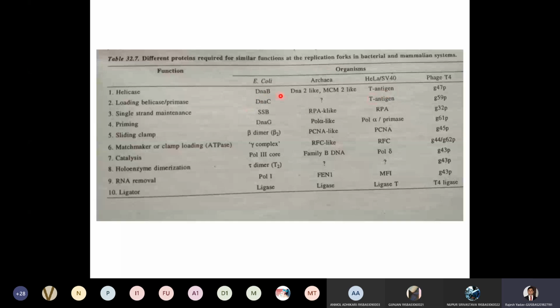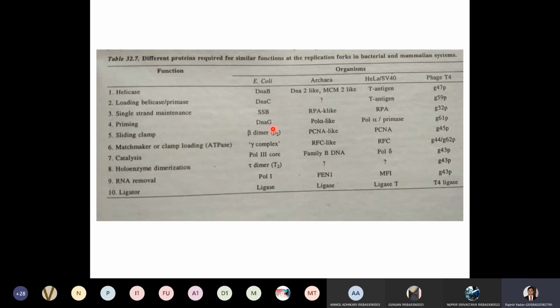And in the same way, in the bacteria E. coli there is DNA C protein, but in the archaea it is not known, but in the HeLa, T antigen has the same function. In the phage T4 virus, in case of DNA B protein, it is the G47 protein, and in place of DNA C protein, the G59 protein is present. Now the next one is single stranded binding protein. So SSB protein: in the archaea, in place of SSB, there is an RPA-like protein, while in the HeLa virus the RPA protein, and in the phage virus the G32 protein.